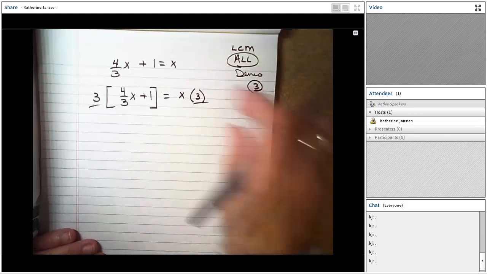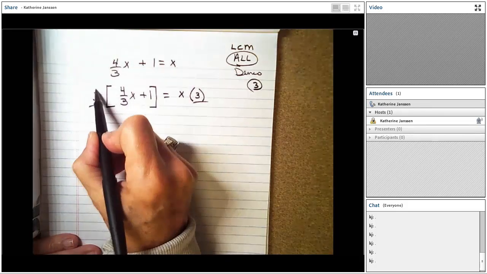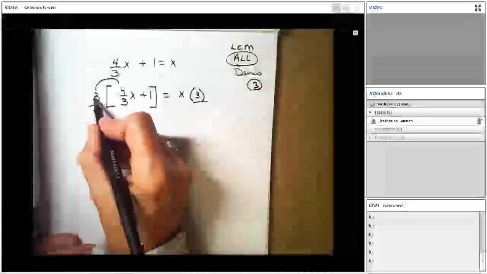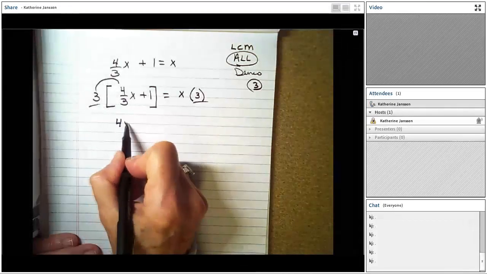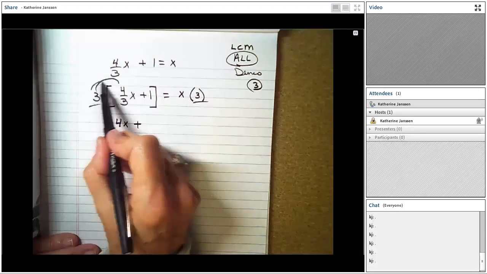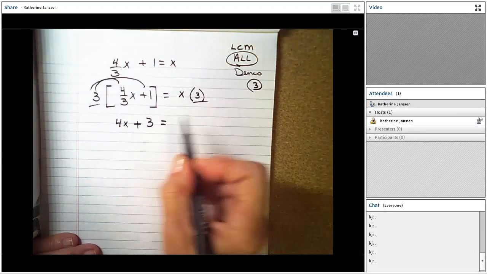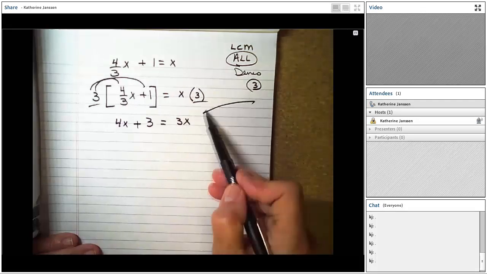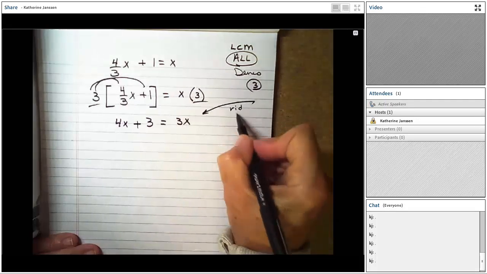Now watch what happens. 3 times 4 thirds. Well, 3 goes into 3 once. 1 times 4 is 4x. Pick up your sign. And 3 times 1 is 3. And 3 times x is 3x. So I now have gotten rid of fractions.